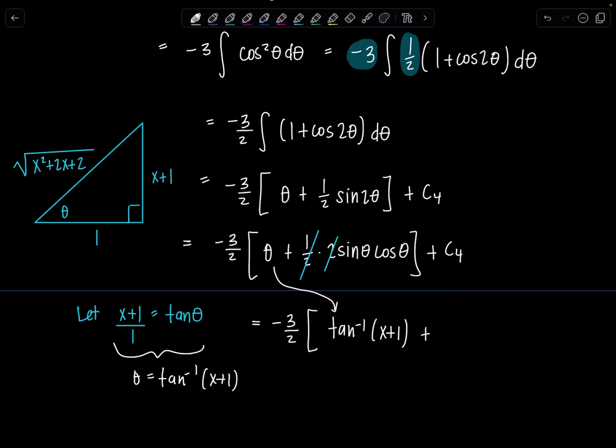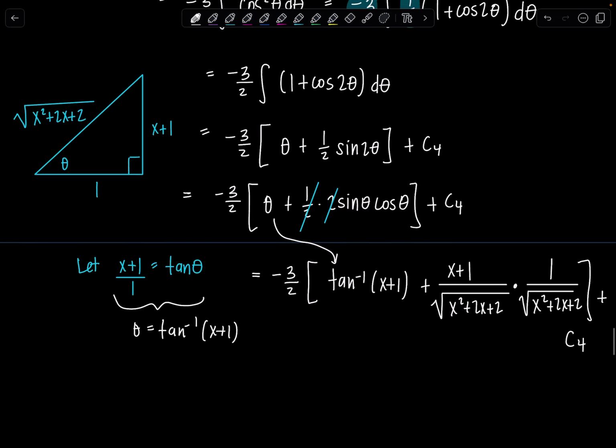Plus, now I need to know, what is sine of theta going to be? Sine is ratio of opposite side over hypotenuse. So that will be x plus 1 over rad x squared plus 2x plus 2 times cosine theta will be adjacent over hypotenuse. So that's 1 over rad x squared plus 2x plus 2 plus c4.